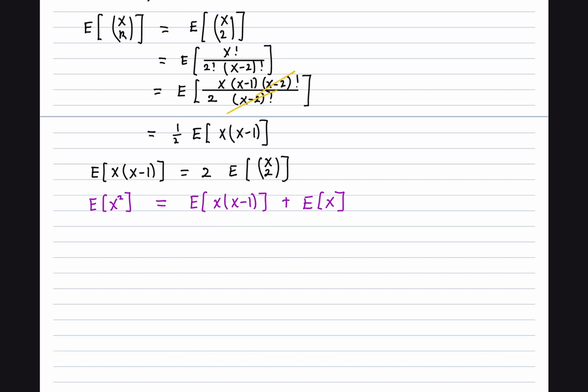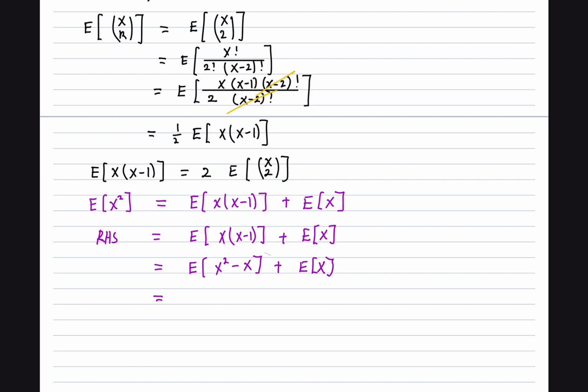So let's do that now. The reason for that, in case you haven't seen the other videos, is that if I were to prove this and start with the right-hand side, the expected value of x(x minus 1) plus the expected value of x, the first thing we'd do is expand the first expression, so that becomes the expected value of x squared minus x, plus the expected value of x.